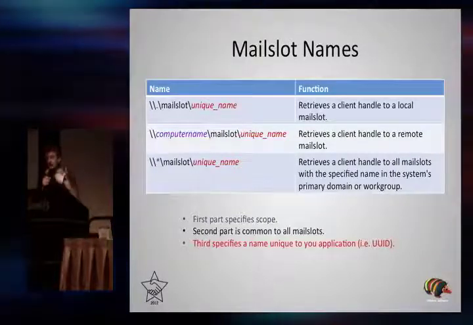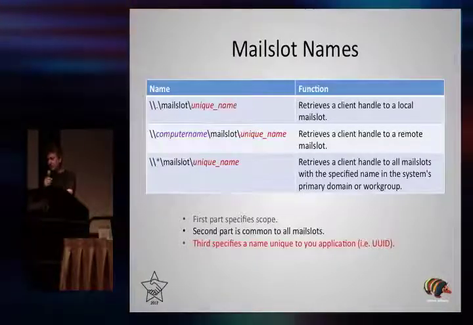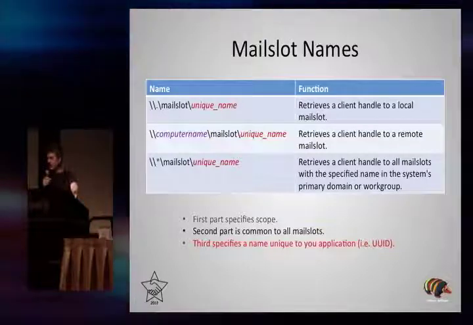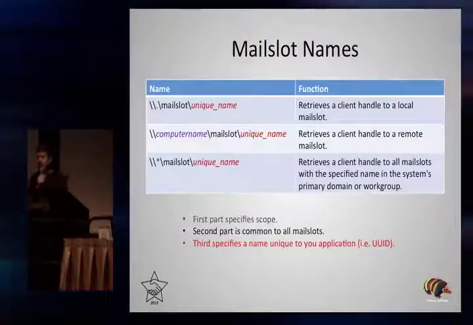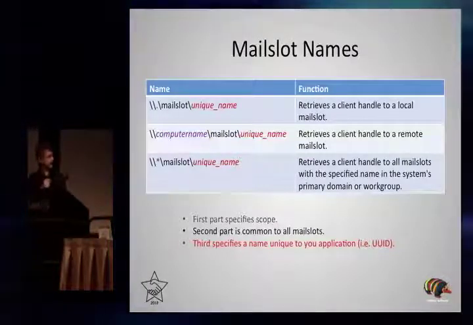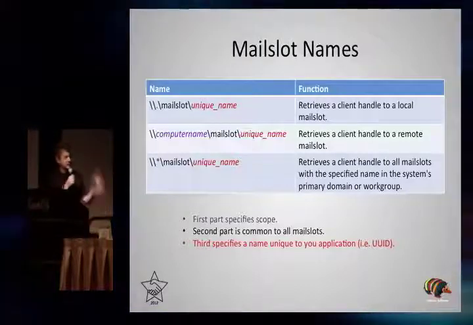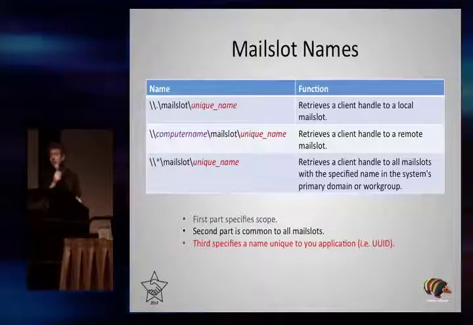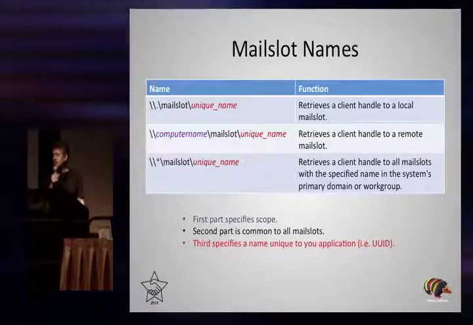So that PC A that's running application ABC will target PC B that's running application ABC. The way it does this is using the unique name. So that's just to give you an idea how simple mail slots are to use.